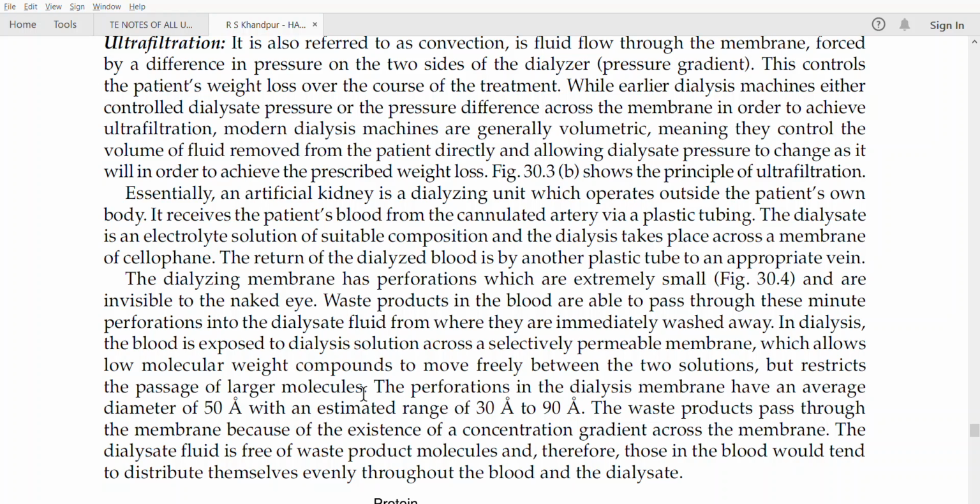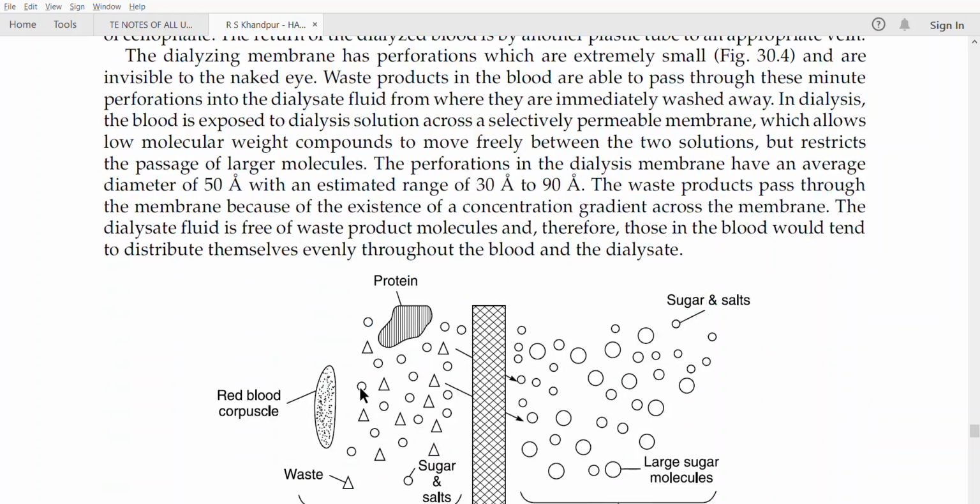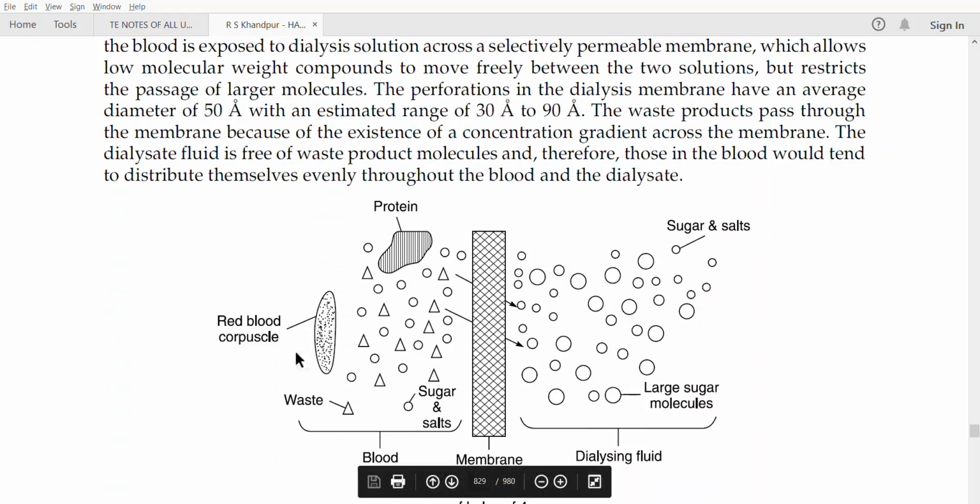The waste products pass through the membrane because of the existence of a concentration gradient. The dialysis fluid is free of waste product molecules. Therefore, the waste products tend to distribute themselves evenly throughout the blood and the dialysate. So the waste products go into the dialysate solution, and are removed thereafter. So these are the two, and you can see in this diagram very clearly.